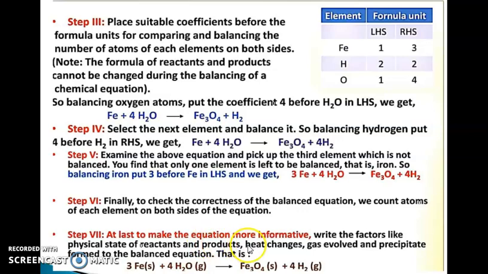Along with that, heat change, gas evolved, and formation of precipitation are also mentioned in the above chemical reaction. Means which element is present in solid state, which chemical compound is present in gaseous state, which formed product is present in solid state, or which gas is formed, that also we have to mention at the time of balancing our chemical reaction. Let's understand this above reaction more clearly.